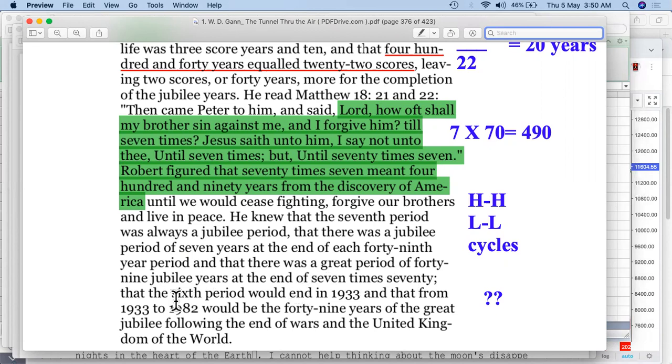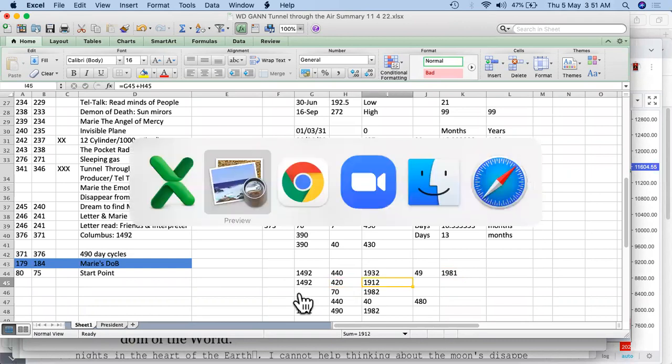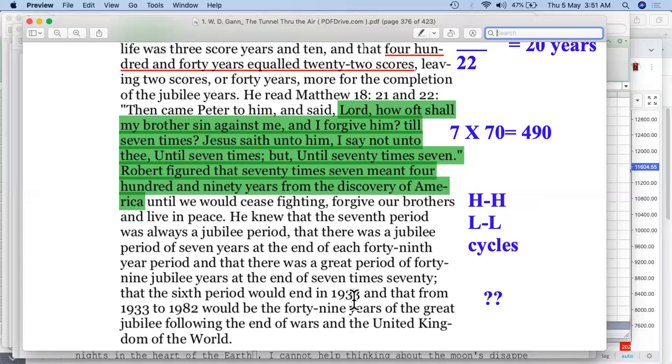We'll see that the sixth period would end in 1933, right? Now, if you take the six periods, let's say these are seven periods, 7 into 70. If we consider six periods, that is six sevens, it would be coming to 420, right? So I have calculated that over here. That is 6 into 70, which comes to 420. So adding this to 1492, it would be coming to 1912, right? But here the calculation comes to 1933. So this is probably considering the Jubilee period which is there, which is a bit of a complicated thing, right?